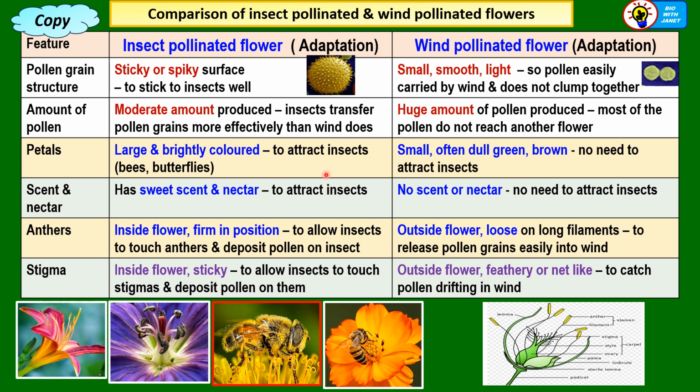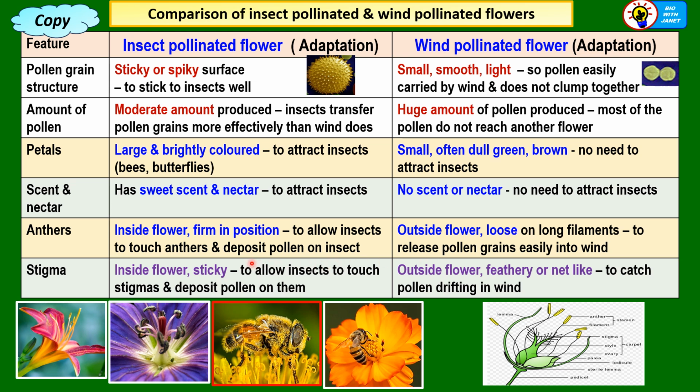Now, petals. Petals for insect-pollinated flowers, they are large and brightly colored. So insect-pollinated flowers have large and brightly colored petals to attract insects such as bees and butterflies. But for wind-pollinated flowers, the petals are small, often dull green or brown, because there's no need to attract insects. So insect-pollinated flowers have sweet scent and nectar to attract insects. But for wind-pollinated flowers, there's no scent or nectar, because they do not need to attract insects.